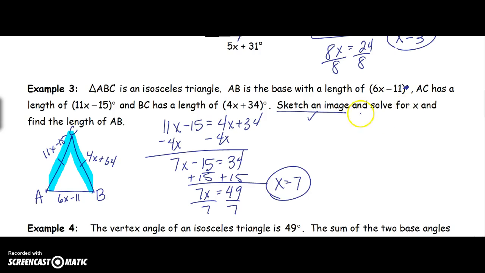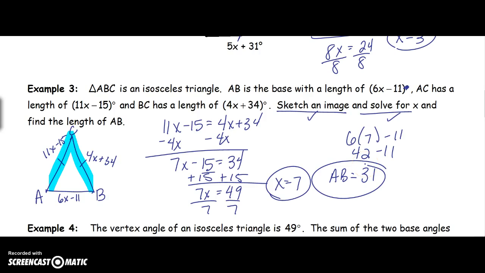So we sketched an image, we solved for x, and I want to know the length of AB. AB, again, is the base. So we're going to take 6 times 7 minus 11, which is 42 minus 11, which is 31. So AB has a length of 31.